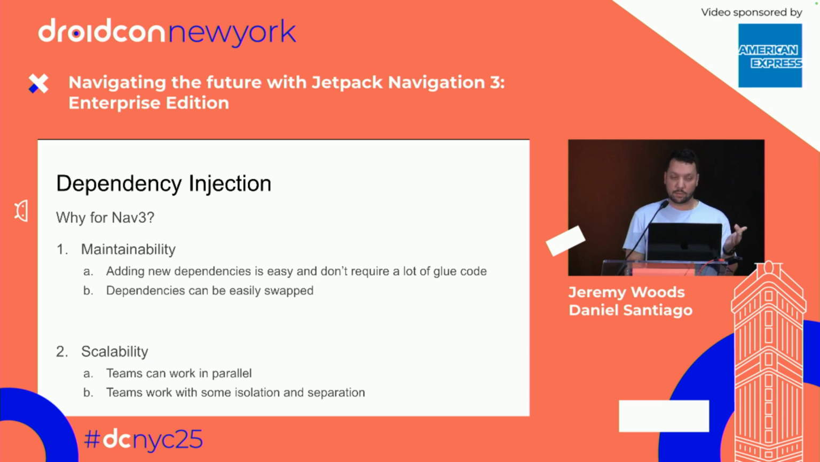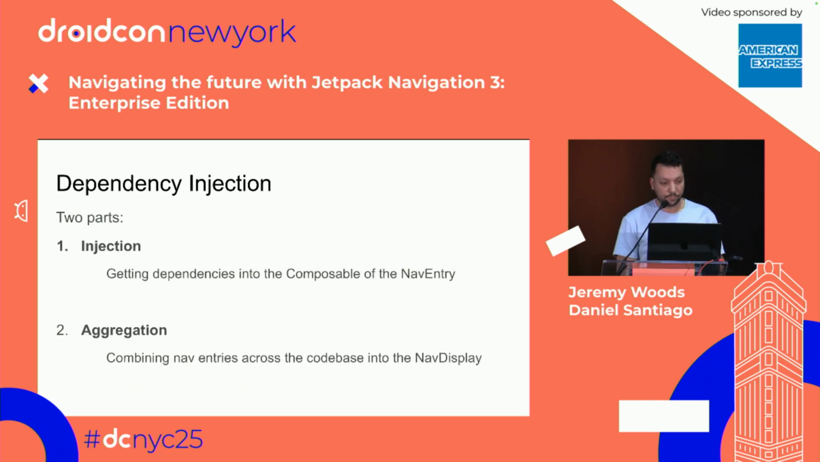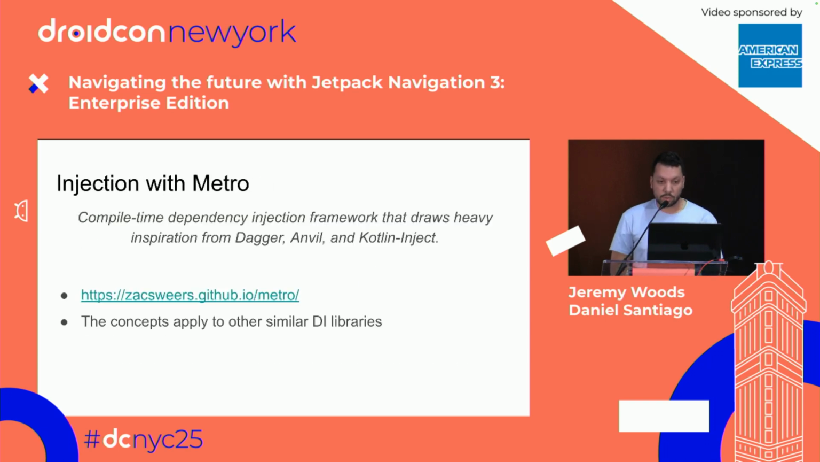Technically, there's a scalability part of it. It can enable your teams to work in parallel and in isolation, not stepping on each other's toes. In my mind, there are two ways to do dependency injection with Navigation, and specifically Navigation 3. The first part is getting your dependencies into your nav entry and your composable. And then the second part is aggregating those nav entries into your nav display and doing the glue code. So we're going to start with that first one.